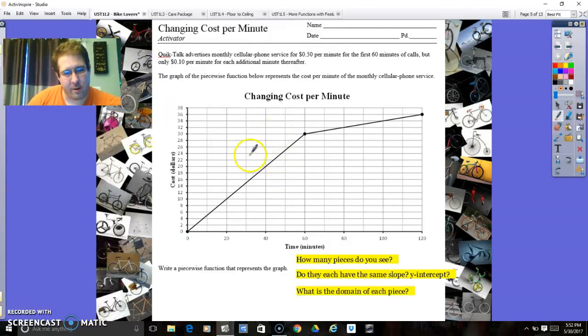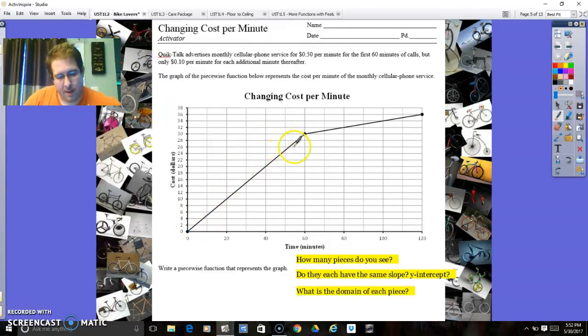This is a good activator. This is a piecewise function that only has two pieces in this case. So the first piece has a slope of up 30, right 60. Up 30, right 60 is the same thing as 1/2. So this is really y equals 1/2 x. So this is f of x.